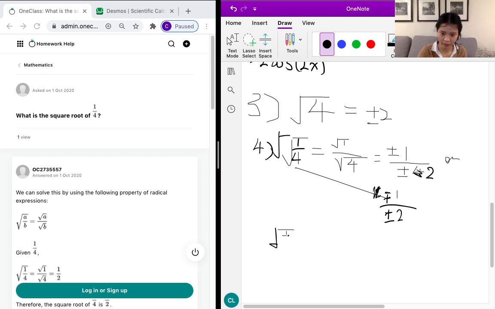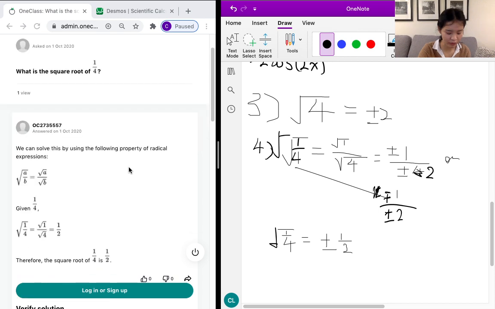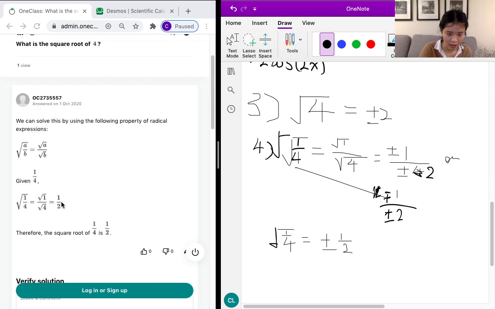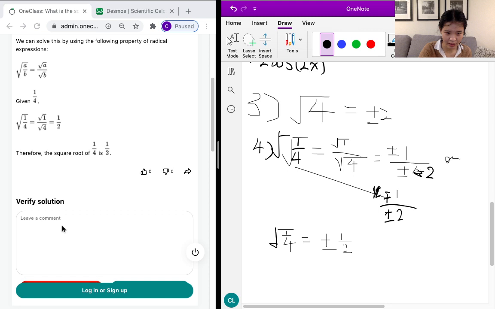The square root of 1 over 4 is equal to positive or negative 1 half. So this is our solution, and let's look at the sample solution. Again, they did the same thing as us, taking the square root of the fraction for both the numerator and the denominator. They only gave the answer of 1 half and didn't include negative 1 half.